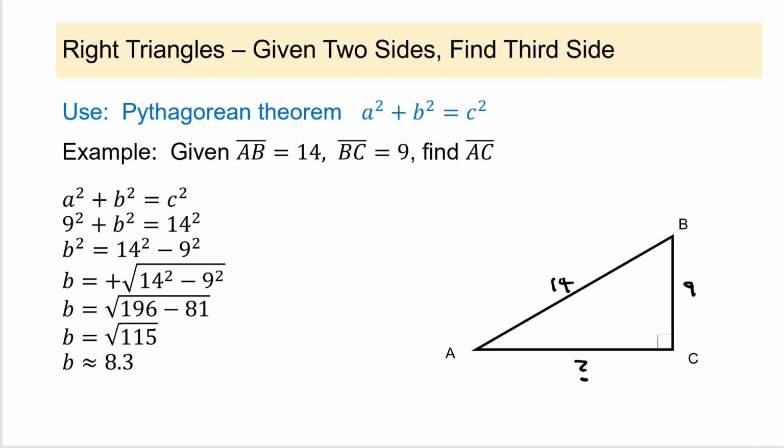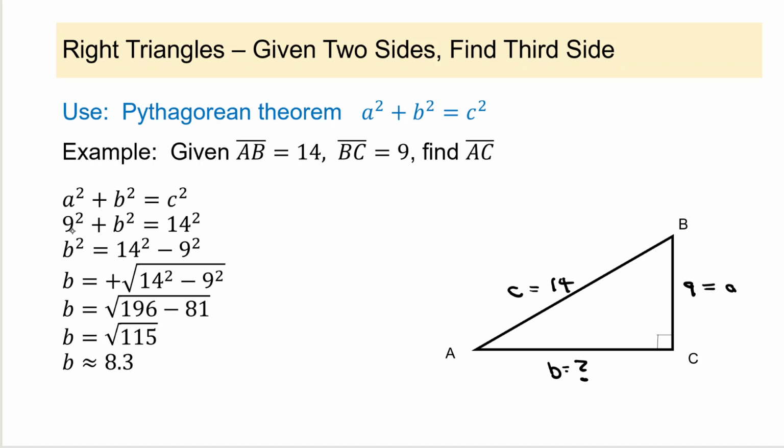Okay, so what happens if you have two sides and you want to find the third side? Well, in that case, you're usually going to make use of the Pythagorean theorem. So in this example, we have the hypotenuse equals 14. So I'll just call that C equals 14. One of the legs equals 9. So I'll call that leg A. And then the other leg, we don't know what it is, so that's B.